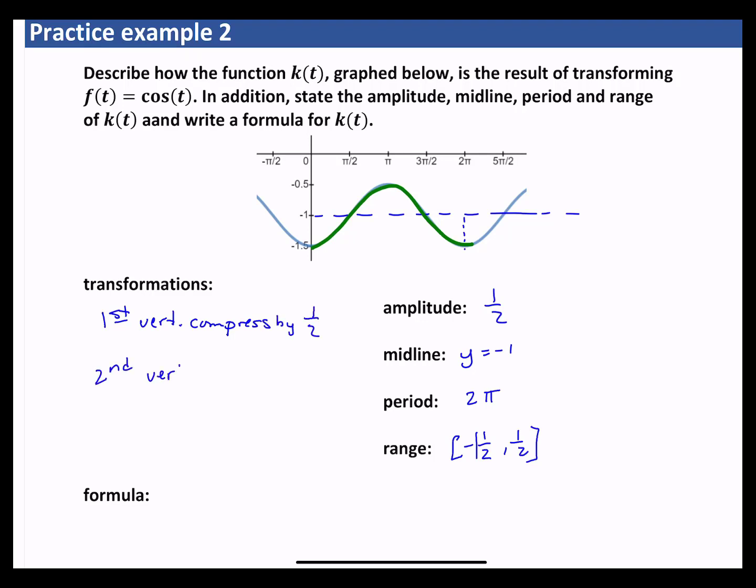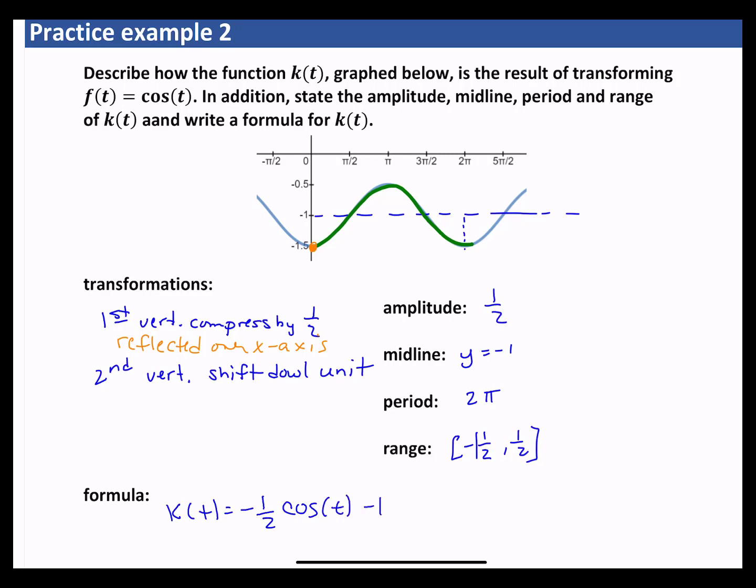We also need to remember that the cosine function normally has a maximum when t equals 0, but this graph has a minimum when t equals 0. This implies that the cosine of t was reflected over the x-axis. Putting together these transformations, we can conclude that a formula for k of t is -1/2 cosine of t minus 1.